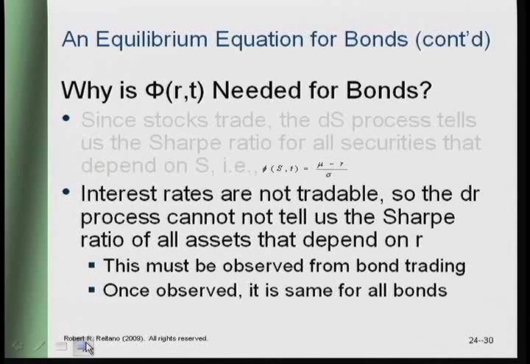And so in order to price bonds and to price derivatives on bonds, we have to make an assumption about the Sharpe ratio. We have to make an assumption about the market price of risk. It's not observable as it was for stocks, and it will always be a free parameter in our modeling. But once we observe it, or once we make an assumption about what this Sharpe ratio is, it'll be the same for all securities. We know that for sure. But in the differential equation for bonds, we're stuck with that phi, and we have to make an assumption about what it is. It does not come from the dR process.